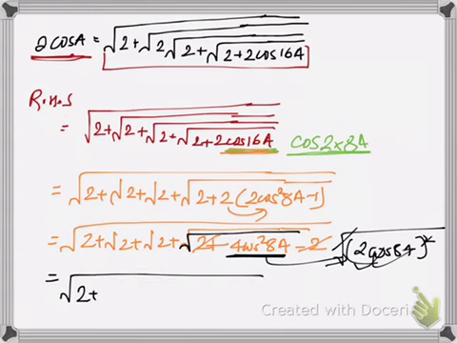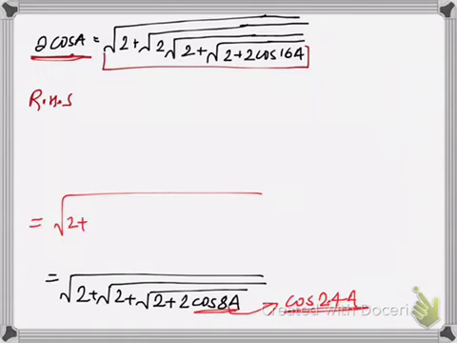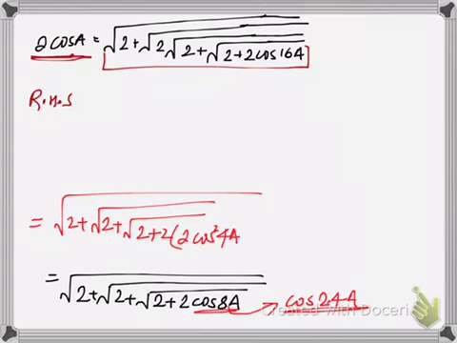So root 2 first, and then another root 2, and then another root 2 plus, and then we have 2 cos 8A. Here we have to use the same formula over and over again. So for this cos 8A, we can interpret it as cos 2 times 4A. So once again we have to use the formula for cos 2A. So 2 first, and then 2, and then once again 2 plus cos 8A. Cos 8A is equal to 2 cos squared 4A minus 1.